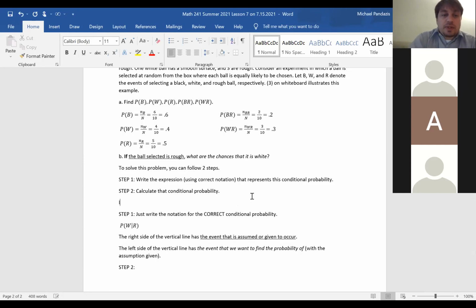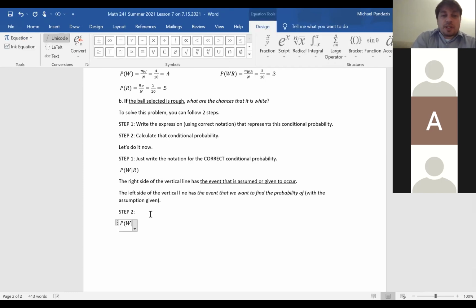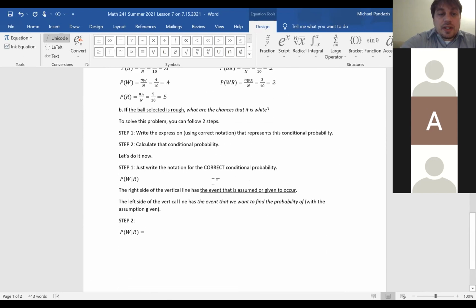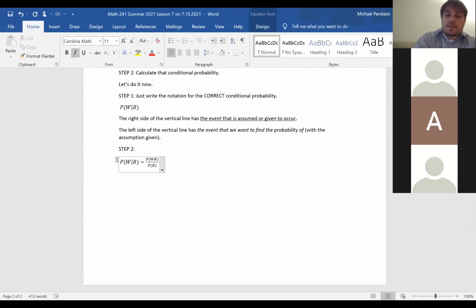Step 2, let's do it now. So step 1 is that, and step 2 is calculate the conditional probability. So now we're just going to calculate the probability of W given R. By the definition of conditional probability that I wrote here, the probability of this event given this one is the probability that they both occur divided by the probability of the given event occurring. So this is equal to the fraction where the numerator is the probability that both occur, and the denominator is the probability of only red occurring.